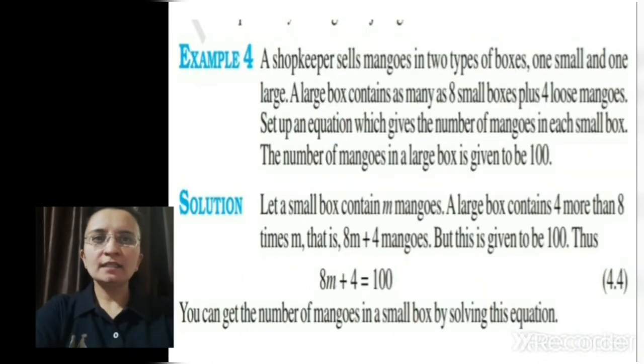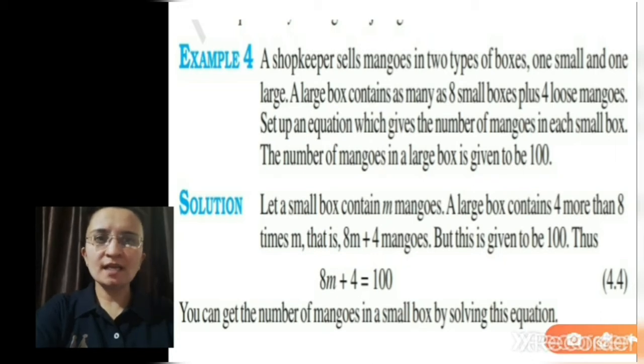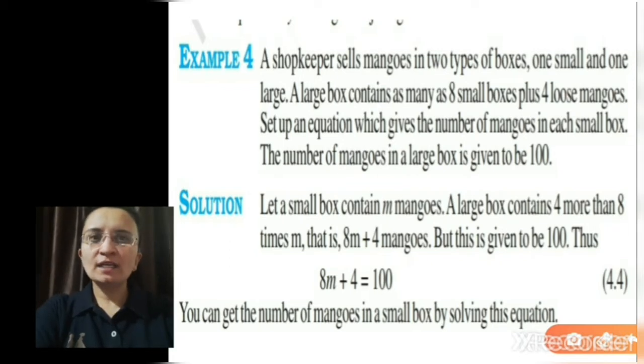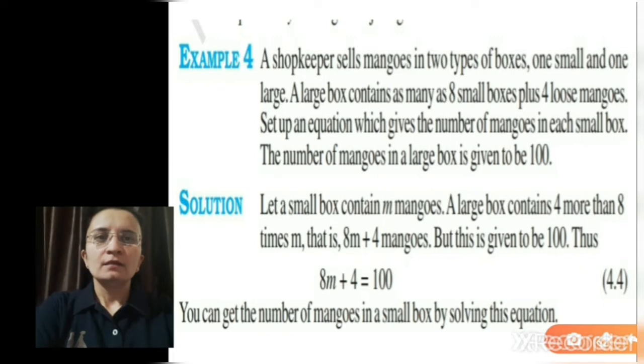Let's have another example from your textbook. A shopkeeper sells mangoes in 2 types of boxes, one small and one large. A large box contains as many as 8 small boxes plus 4 loose mangoes. Set up an equation which gives the number of mangoes in each small box, given the number of mangoes in a large box to be 100.